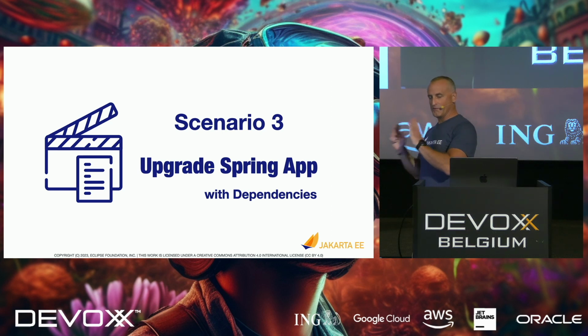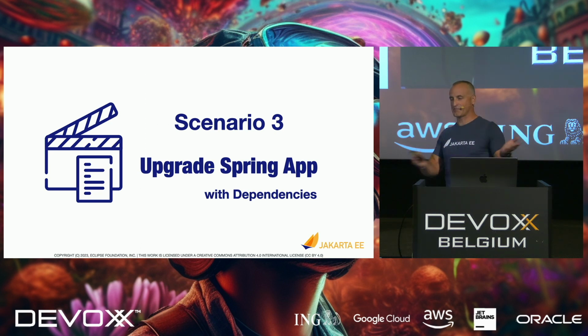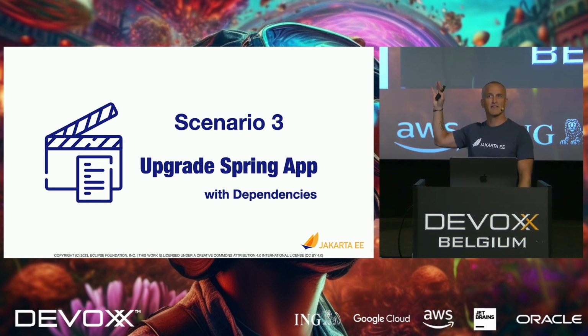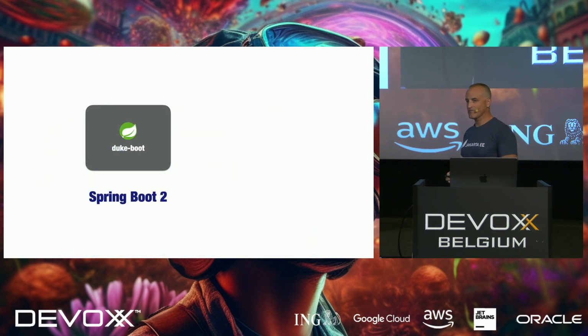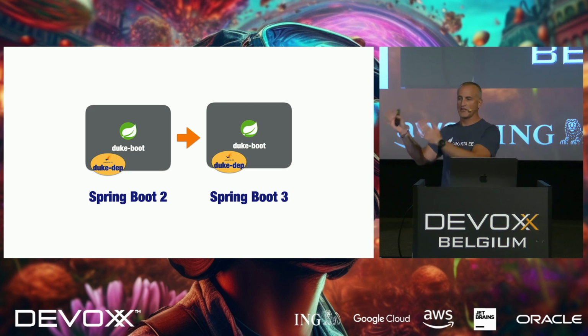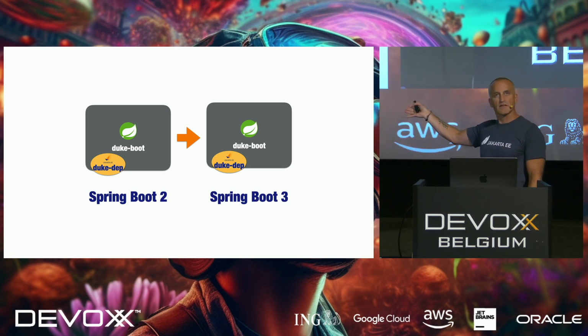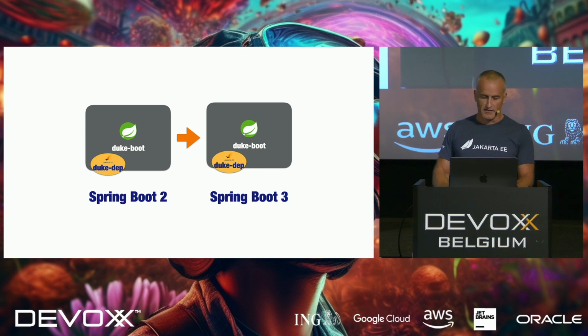So the reason why this failed is that my scenario wasn't as easy as I thought. I didn't have just a Spring app. I had some dependencies. And who has dependencies in their applications? Yeah. So in this case, I have this dependency called dukdep. So what I have to do is make sure that dependencies follow over to the Spring 3 version as well.